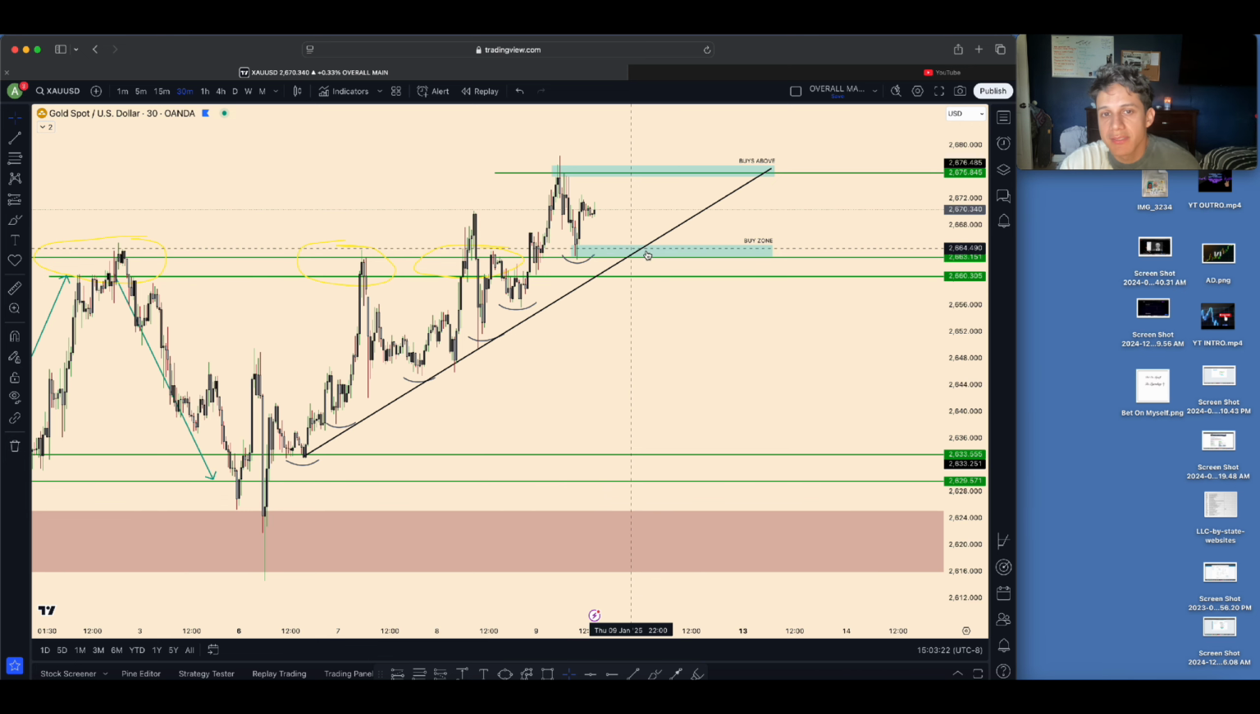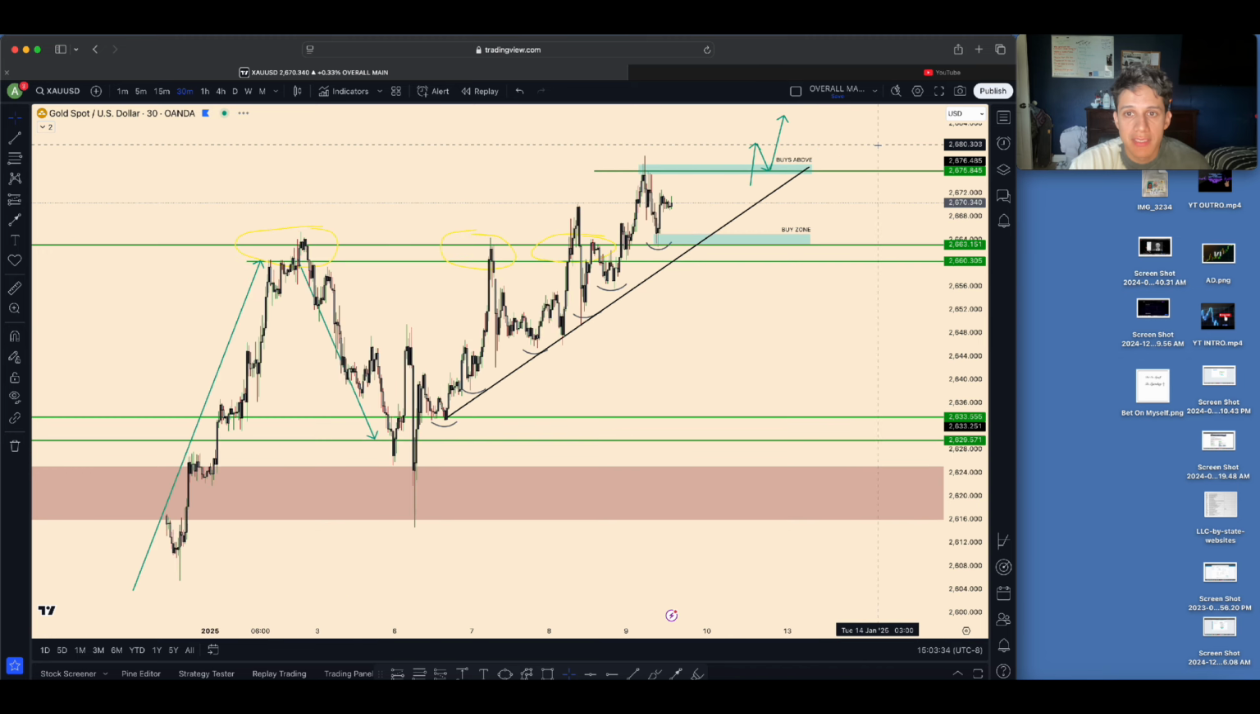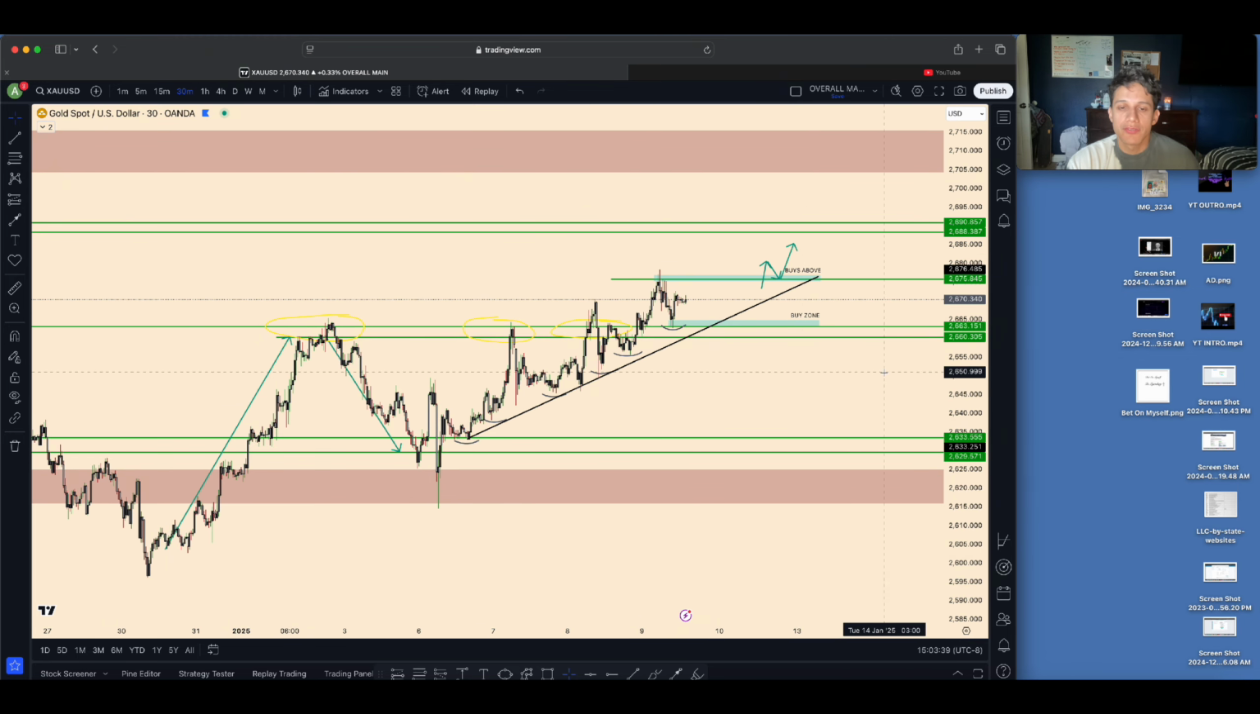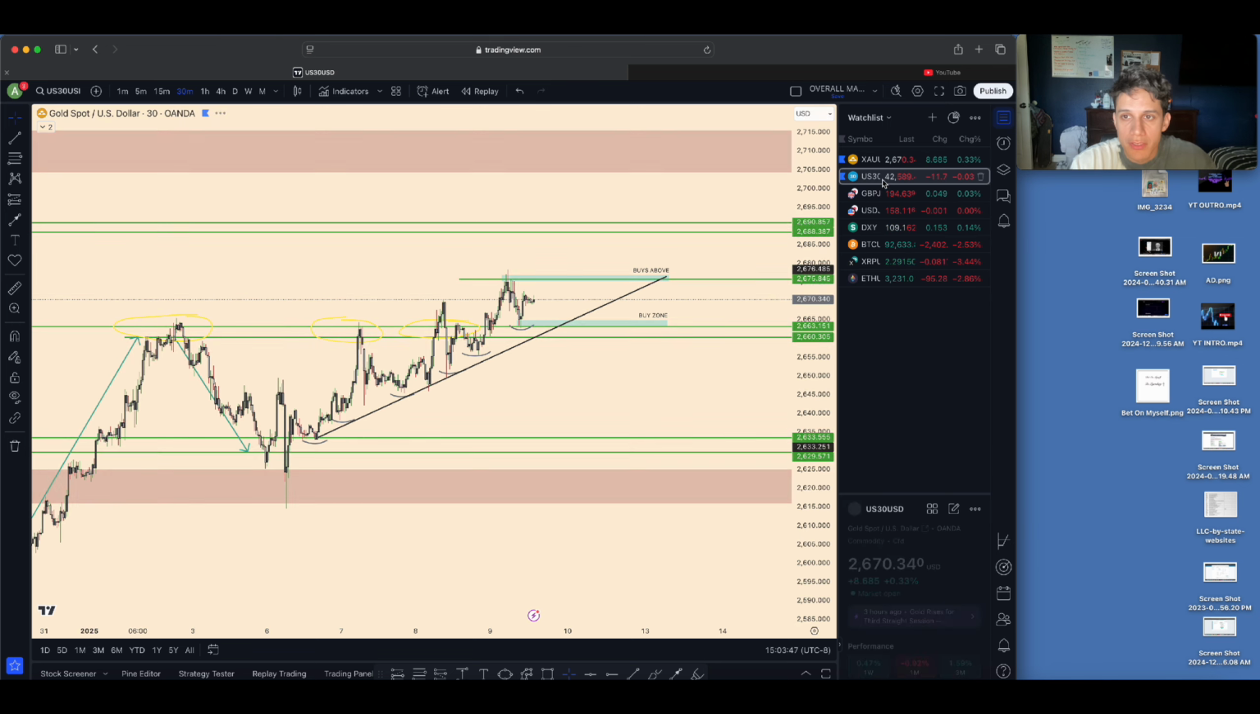Now if we so happen to miss this entry and price wants to just shoot up from where it's at, then I will be looking for something like this to then target the highs, and then I would just let it be and try and target 2690 to 2700. So this is going to be my bias for the day. It's going to be buy opportunity strictly off of gold. So now let's go to US30.